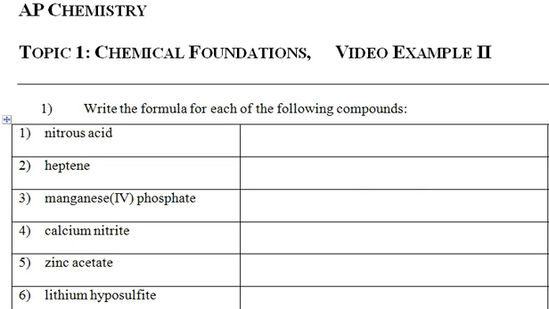First thing I want you to recognize is that we have nitrous acid in number one. Since we have an acid, that means we're going to start off with a hydrogen. Anytime a compound starts off with an H or hydrogen, you're looking at an acid. Also, notice there's no hydro in the name, so there is oxygen in this compound.